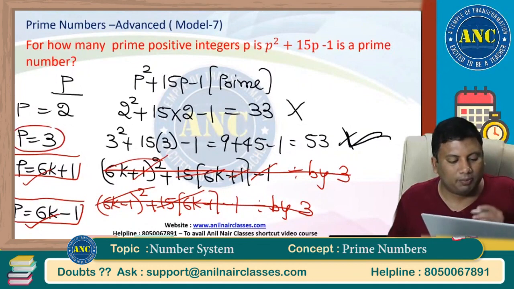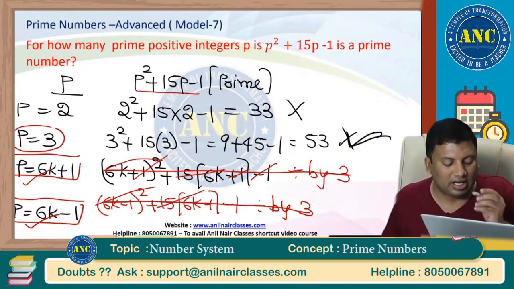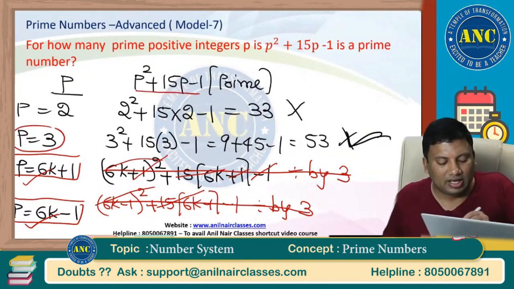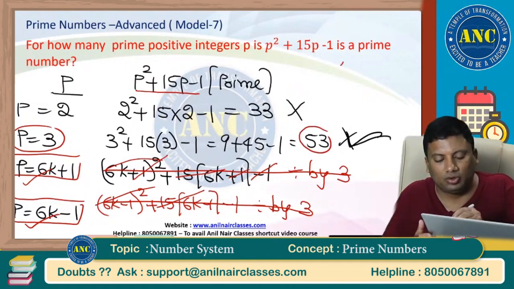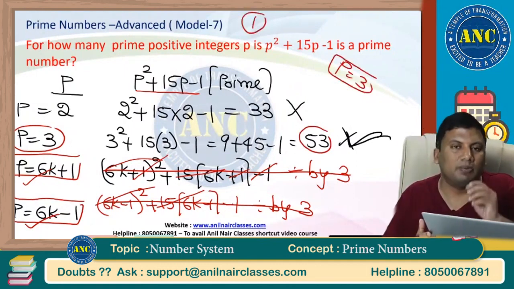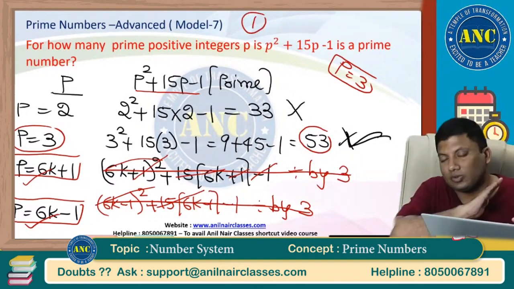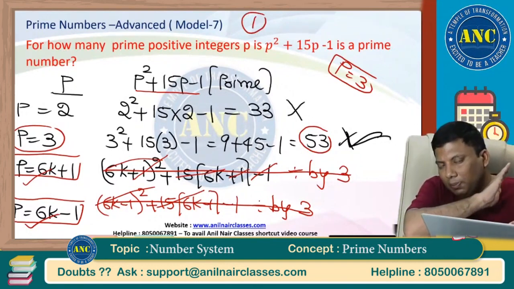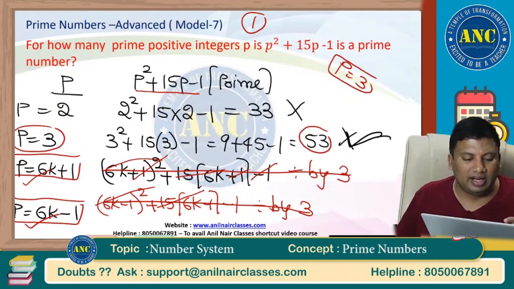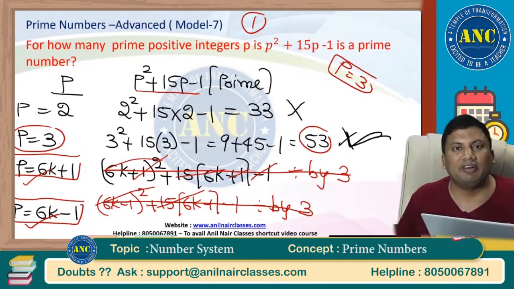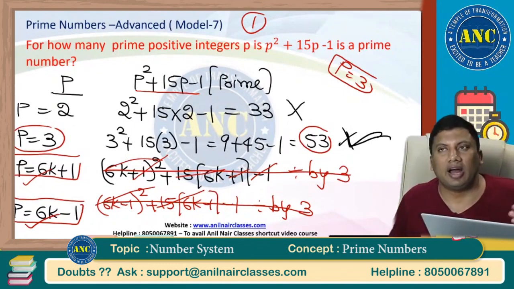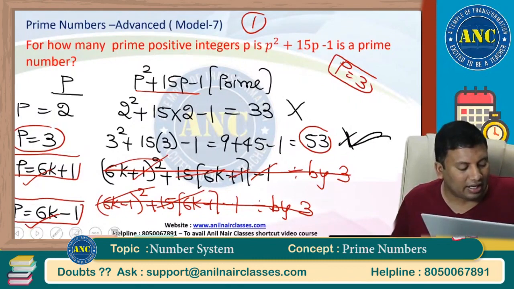The value of p which will make this quadratic expression a prime number is nothing but p equivalent to 3. How many prime values can it take? 1. This is the beauty of our classes. One subtopic, all the models will be cleared so that you will not find it difficult to write the mock and therefore the CAT examination.